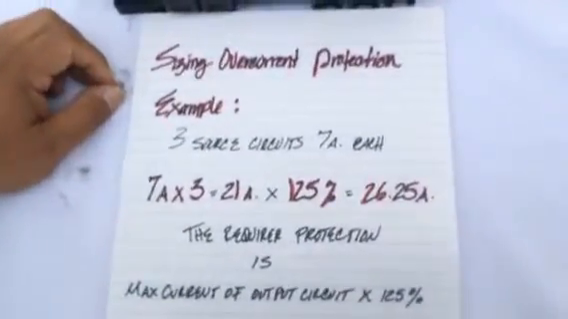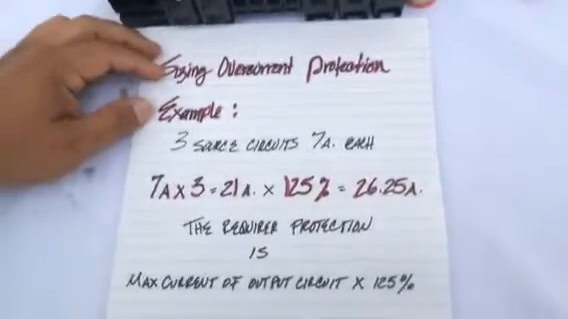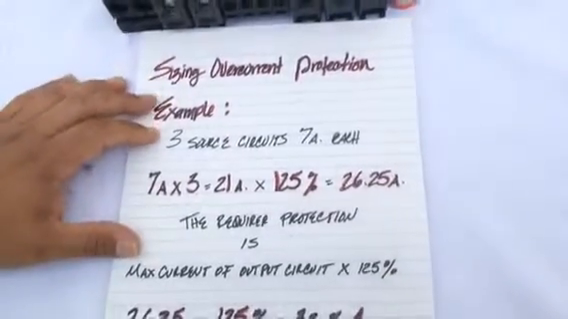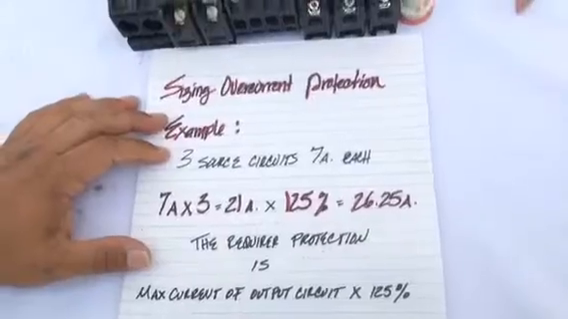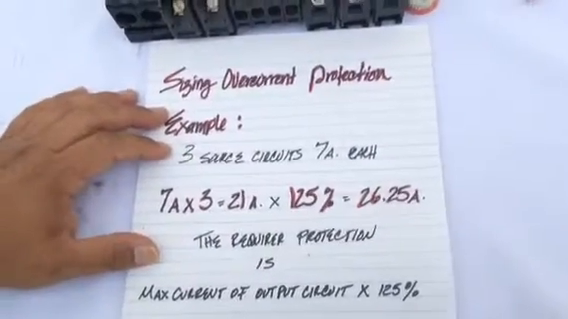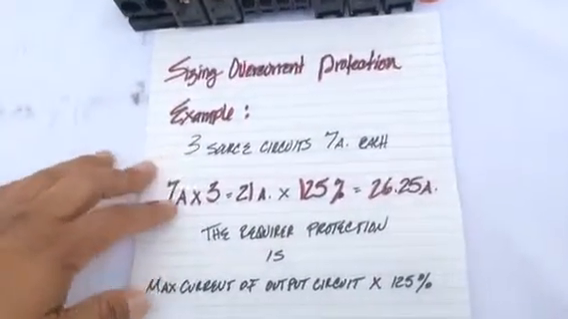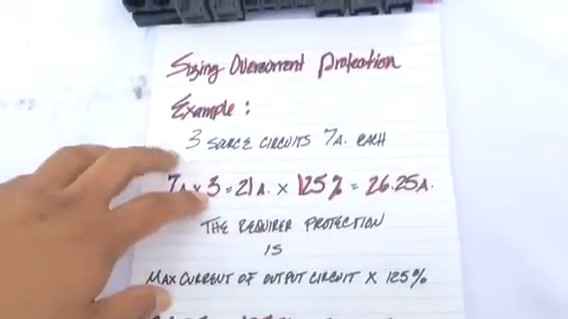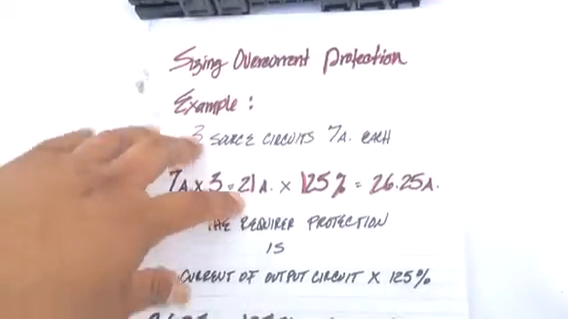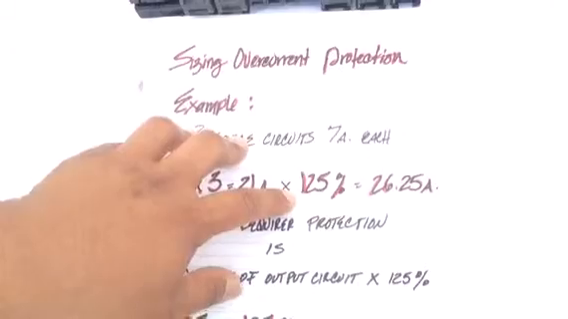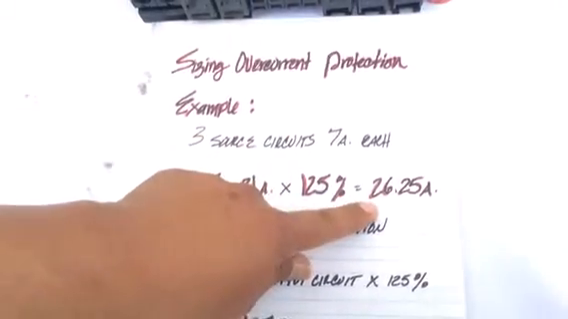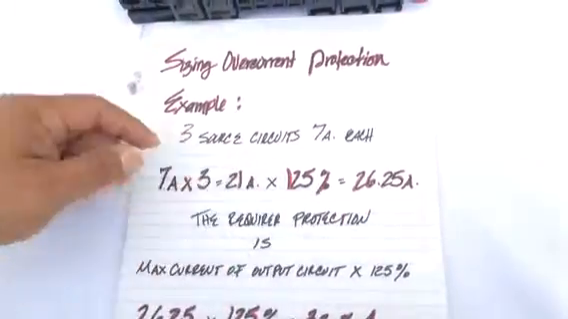This is an example I got from the book, and what it's telling us is that if we had a 3-source circuit and each circuit had 7 amps, we would multiply the 7 amps by the circuit. We would have 21 amps. We multiply that by 125%, and our maximum current would be 26.25.